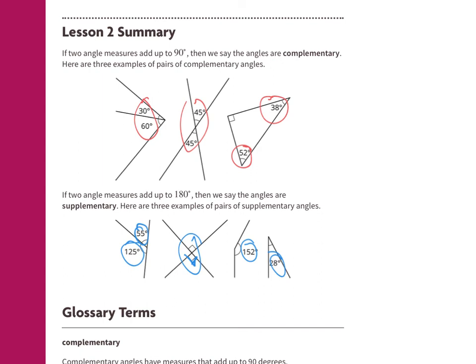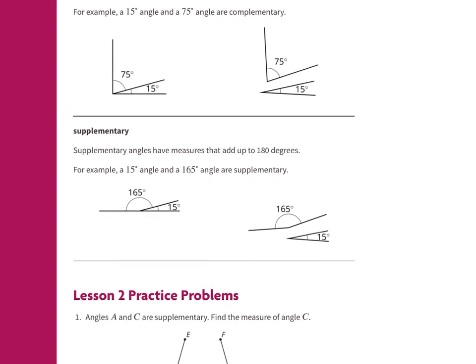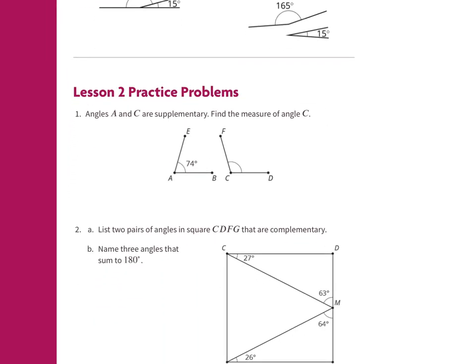On your assignment today, we're probably going to be looking at number 1 and number 2. On number 1, angles A and C are supplementary. Find the measure of angle C. So supplementary means they add up to 180. Well, we know the one is 74, right? So to find the other, we're going to go 180 minus 74.